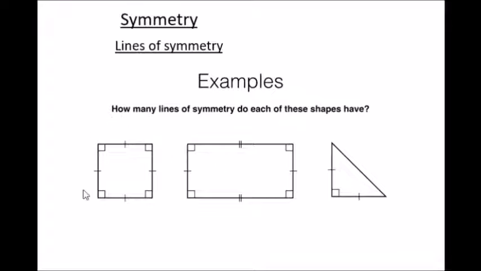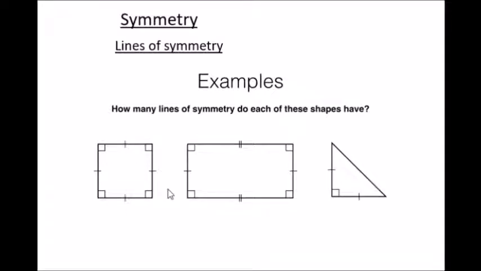So if we look at the square first, we have these lines here. They mean each side is the same length. Because there's one line on each one, it means each of these sides are the same length. And then we have right angles in each corner.